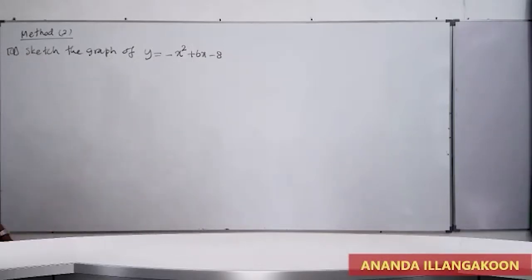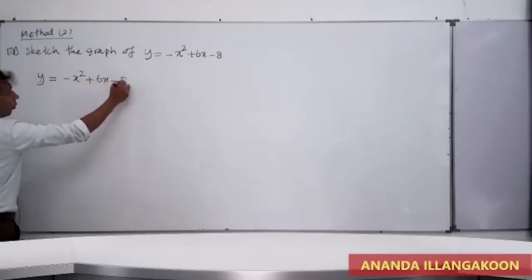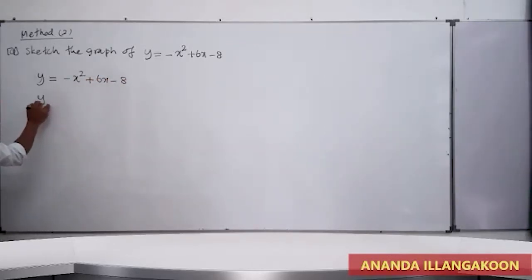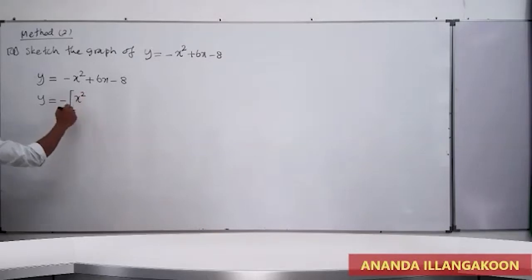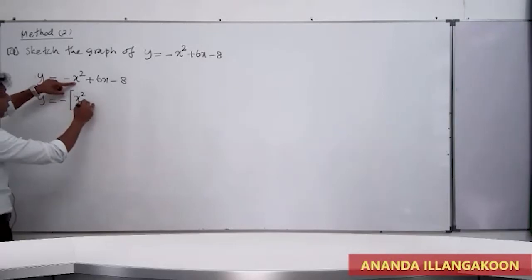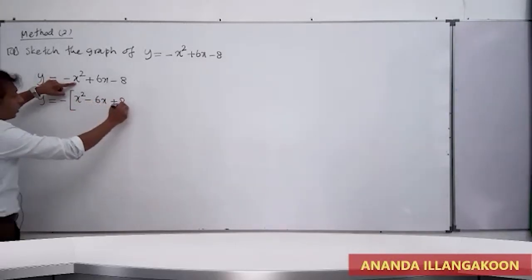Right. We have to first factorize this, no, people? I'll first take this minus sign out. Y equals minus x squared plus 6x minus 8. We'll take the minus sign out from the right hand side, out of the bracket. Then the terms we write within the bracket must have opposite signs. Then here x squared minus 6x plus 8 is coming.